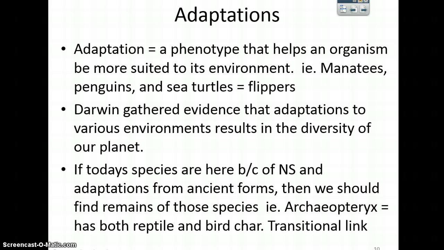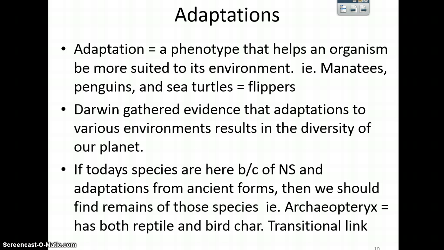Now, if today's species are here because of natural selection, meaning the ones that are able to survive get to pass on their genes, and they're also here because of adaptations from ancient forms, then we should find remains of these species. One example is something called the Archaeopteryx. It has feathers like a bird, but it has teeth. They know it could not fly because of its skeletal structure. So it has both reptile and bird characteristics. It is known as a transitional link.